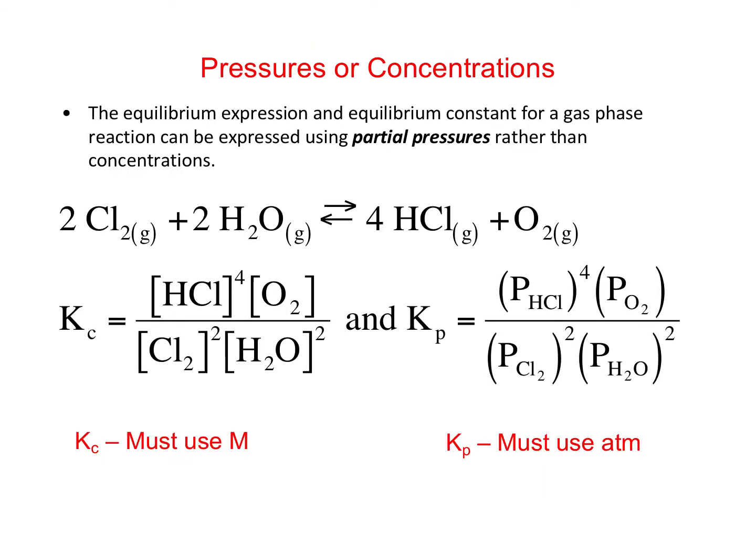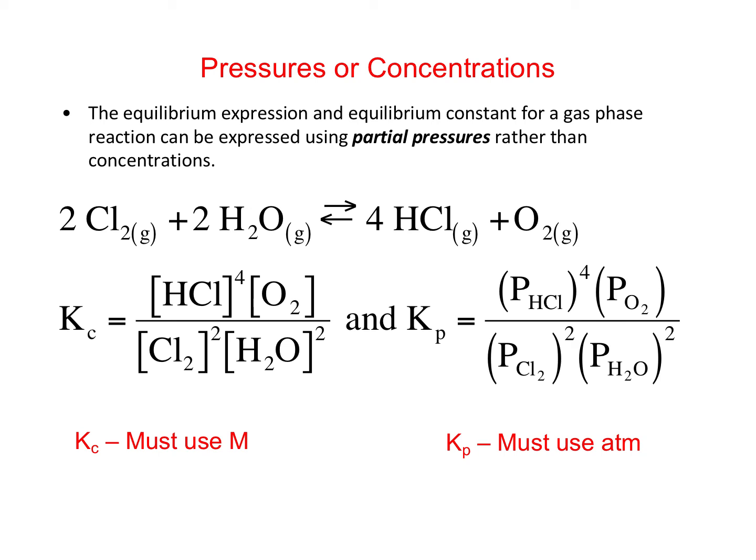All right, to this point, when I've been talking about equilibrium and equilibrium constants, the way we've been measuring the amount of reactant or product is using concentrations. But that doesn't have to be the case. If we have a reaction in solution, then we're always going to use concentrations. But if we have gas phase reactions, we can use concentrations, we can use molarity, but we can also use partial pressures to represent the amount of gases.